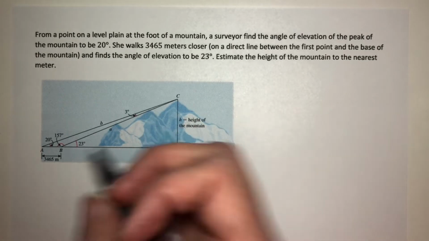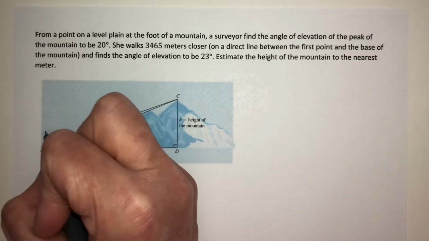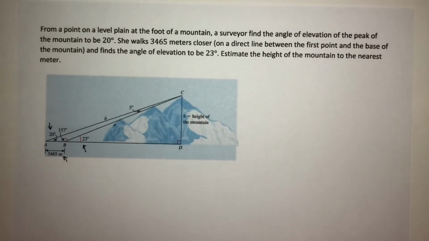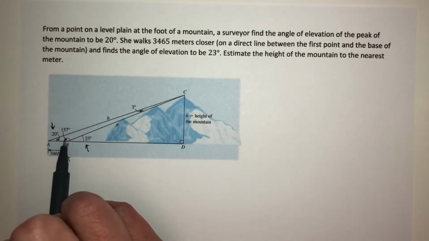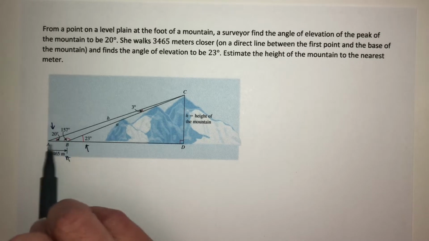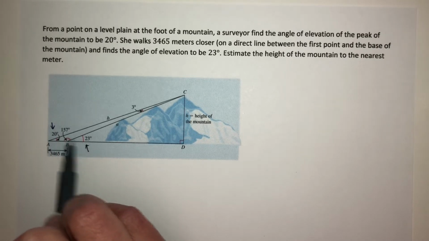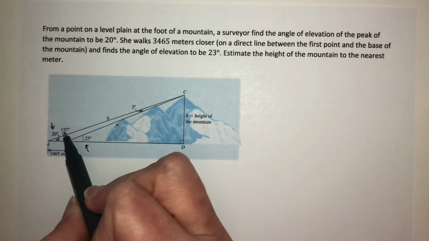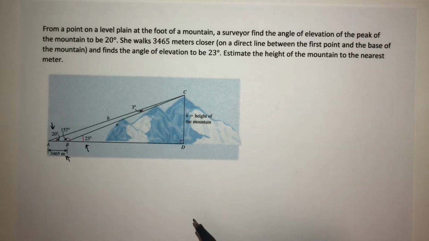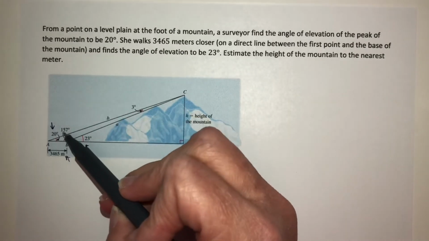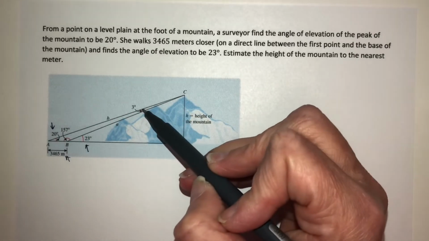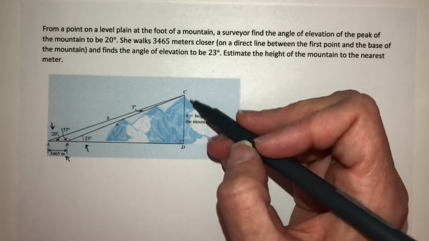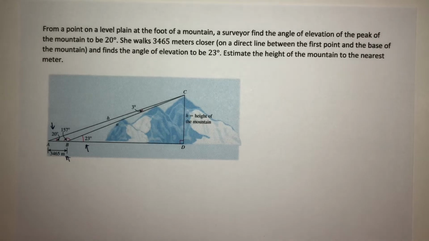Okay, so we were given this information, that 20-degree angle and that 23-degree angle. Because this angle and this angle make a straight angle, a 180-degree angle, they are supplements. So angle B right there is 157. Once you know 157 and 20, you can find that that tiny little angle up there is 3 degrees. H is the height of the mountain.